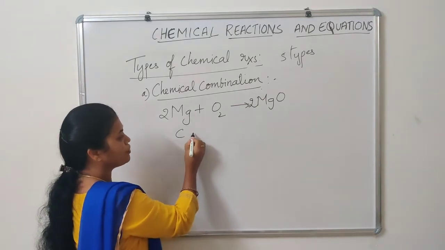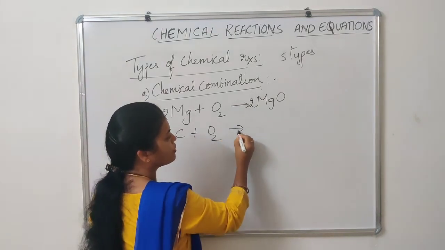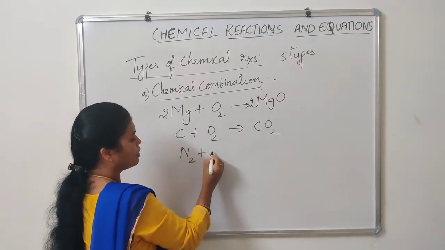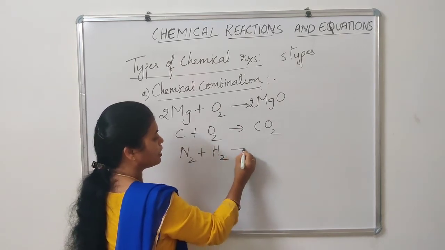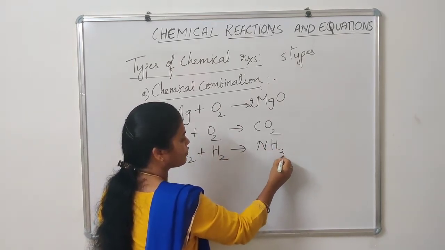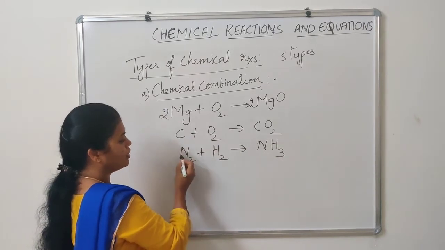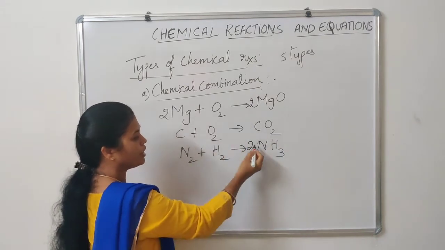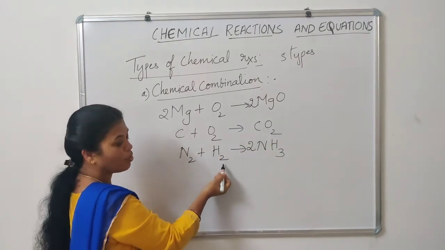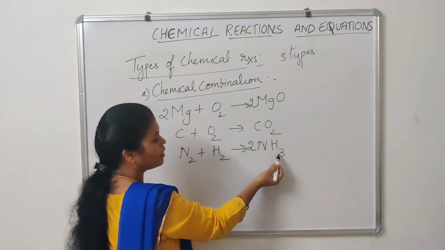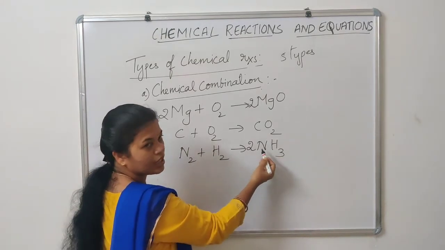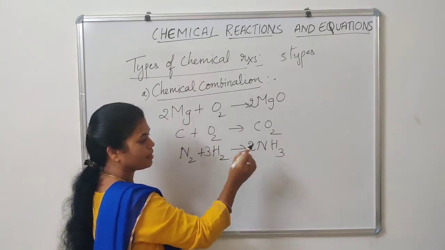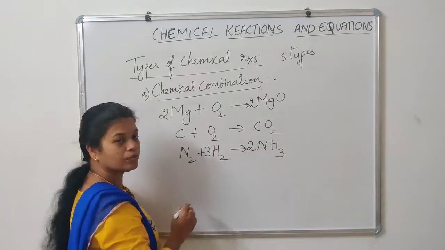Similarly, carbon present in fuels burns in the presence of oxygen and forms carbon dioxide. Similarly, nitrogen chemically combines with hydrogen and forms ammonia, NH3. When you balance it, how many atoms are there? Two are there. Here only one atom, so make it 2 here, it becomes N2. Here 2N. And hydrogen, how many are there? 2 atoms of hydrogen. Here how many are there? 2 into 3, 6. So it has to become 6 now. Make it 3 here, 3 to 6. So it becomes 2 molecules of ammonia.